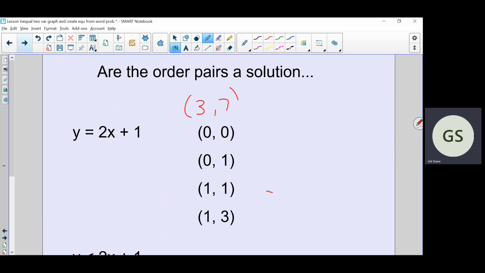There. So there's another one. I'm putting that one up there because I want to do one to give you an example, but I want you to still have the other ones that you can do. So I'm asking, are these ordered pairs solutions? Which is the same thing really as saying, are those ordered pairs on that line?